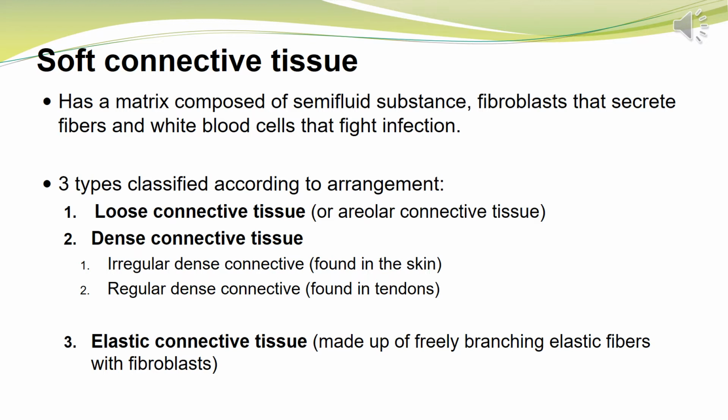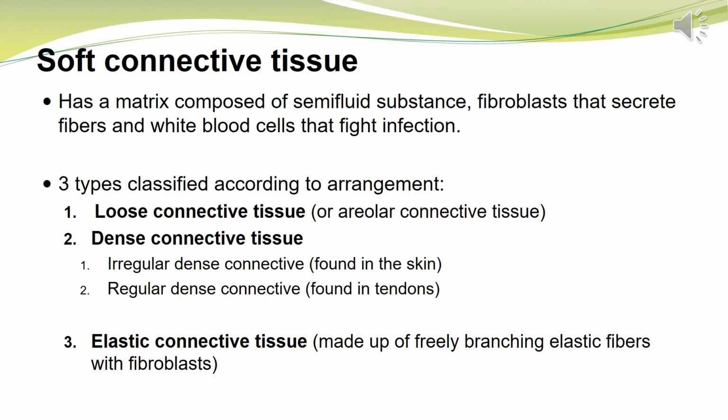Then there's the dense connective tissue, which actually is 2 different types. There's irregular dense connective tissue, which is found in the skin also, and this really just attaches the skin to an underlying tissue, like maybe a tissue that's part of the muscle. And then there's the regular dense connective tissue, and this is found in tendons. And remember that tendons are at the ends of muscles, and they connect muscles to bone.